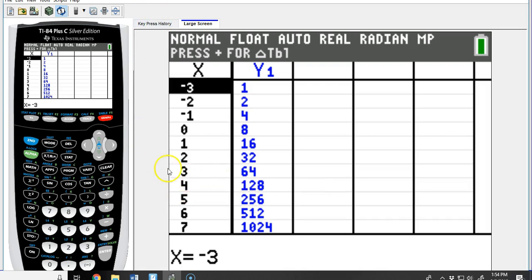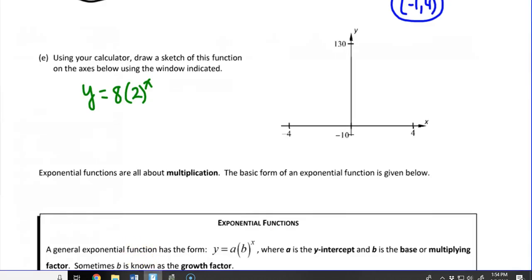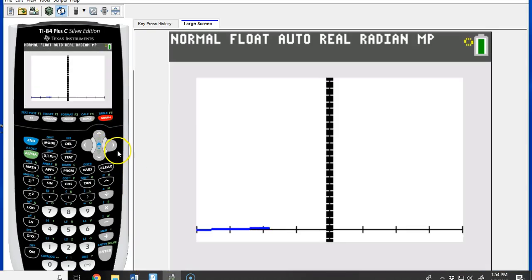So we're just going to make our sketch back over here. Oh, we never saw the graph, did we? So let's look at the graph. Going very slowly, then it starts to take off.